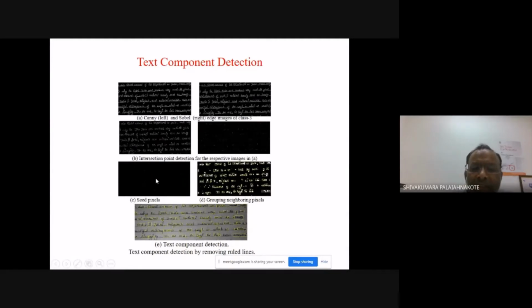Now, interesting: for each seed pixel we go back and restore the edge components. We know the point here, and corresponding to this point we go here and get the whole component. This is the component restoration, grouping neighboring pixels. Because it's handwriting, it's all connected, so one pixel is enough to get the whole component. Whatever the bounding box is refers to one component.